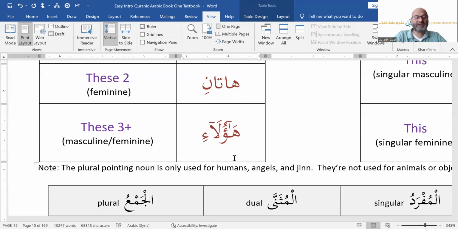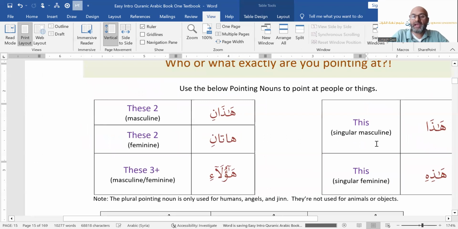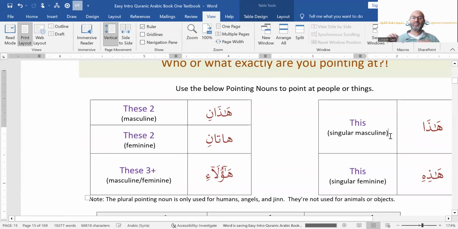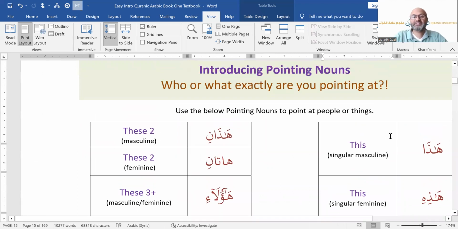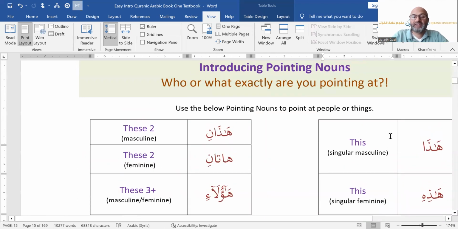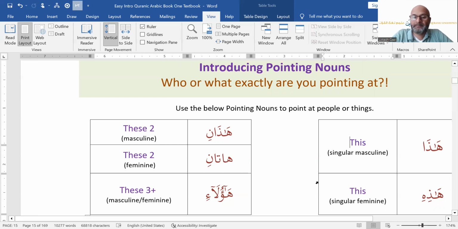So that's it. These are pointing nouns for something that is close. And in case you're wondering, what about the pointing noun for those? We'll do that in the next lesson. The next lesson will talk about that and those. These pointing nouns are for something that is relatively near you. What about pointing nouns for something that is at a distance? We'll talk about them in the next lesson, inshallah.